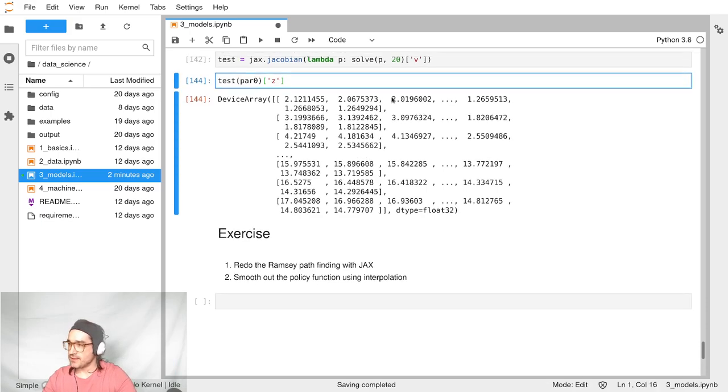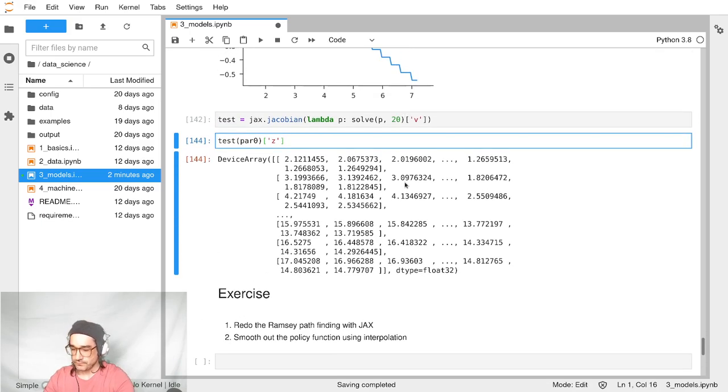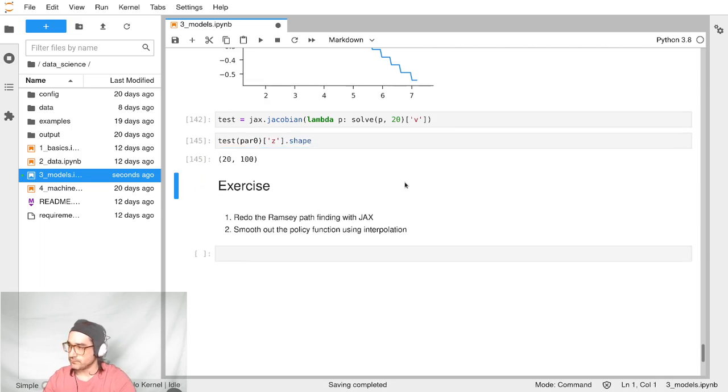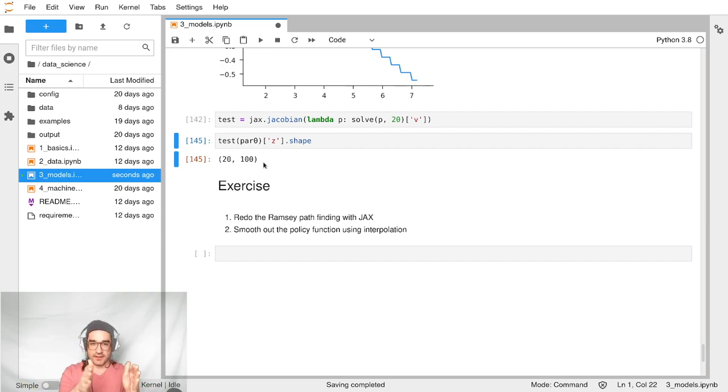So this is saying if we change Z a little bit, remember Z is a number, then how is our value function going to change? And actually this value function is the whole history of iterations. It's not just the last one. So that's why it's 20. We did 20 iterations. There are 100 capital grid points. So that's why it's 20 by 100.